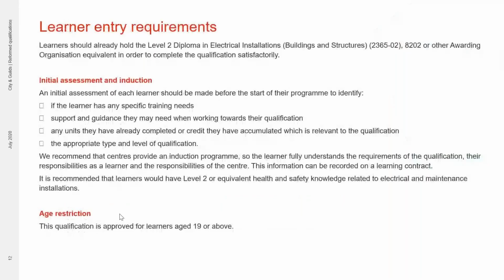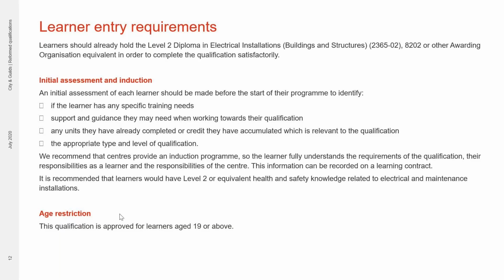Learner entry requirements. Again, learners should already hold a level 2 diploma in electrical installation, building and structures 236502 or the 820202 or other awarding organisation equivalent in order to complete the qualification satisfactorily. Initial assessment and induction. Initial assessment of each learner should be made before the start of their programme to identify if the learner has any specific training needs, support and guidance where they may need when working towards their qualification, any units they have already completed or credit they have accumulated which is relevant to the qualification, and the appropriate type and level of qualification.